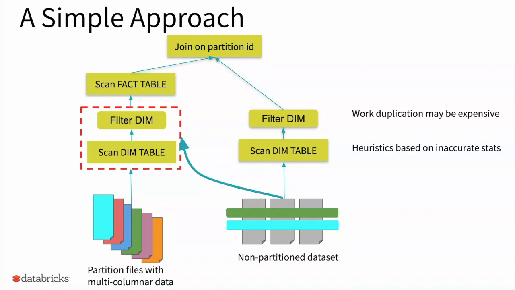A simple approach is to basically take the filter from the dimension table, incorporate it into a subquery, and run that subquery, injecting it below the scan on the fact table. In this way, when we are planning the fact side of the join, we are able to figure out which data is actually needed for this join. This is a simple approach, but it can be expensive if we don't have a good heuristic to assess the selectivity of this filter. So what we want to do is to get rid of this subquery duplication and figure out a way to do it more efficiently.